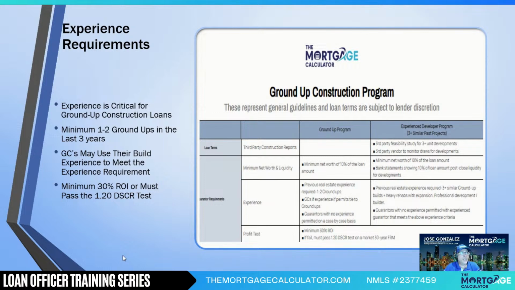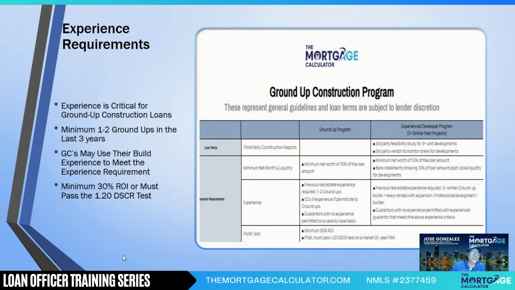So, experience is critical for ground up construction loans. You need a minimum of 1 to 2 ground ups in the last 3 years and 3+ if you're trying to qualify under the experienced developer program. Now, here's something that's important to note: general contractors. General contractors may use their build experience to meet the experience requirement.